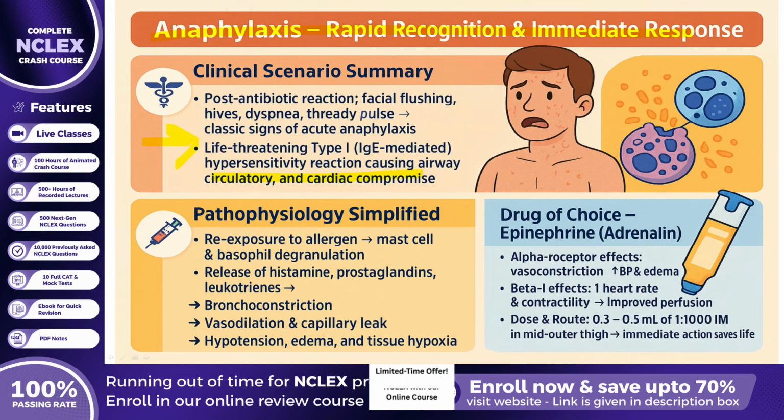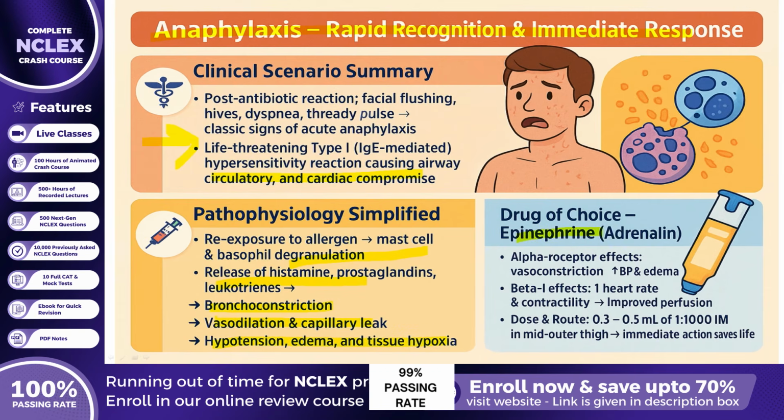It represents a type 1 hypersensitivity reaction mediated by immunoglobulin E, IgE. Upon re-exposure to an allergen, such as certain antibiotics, contrast dyes, latex, or food, the immune system triggers massive mast cell and basophil degranulation, releasing histamine, prostaglandins, and leukotrienes. These chemicals cause intense bronchoconstriction, vasodilation, and increased capillary permeability, leading to swelling, hypotension, and hypoxia.